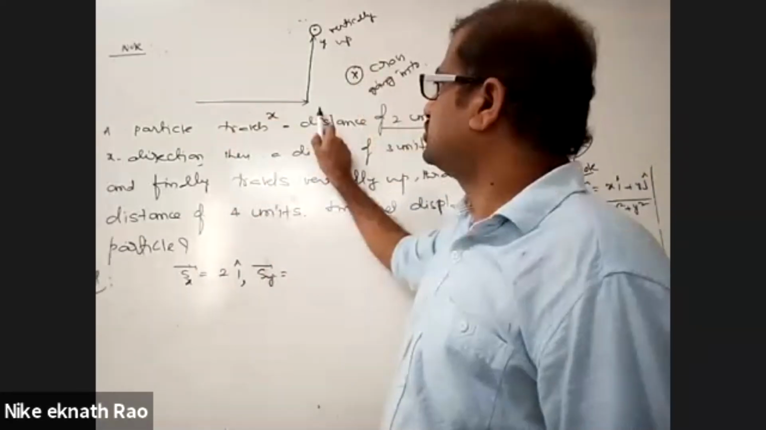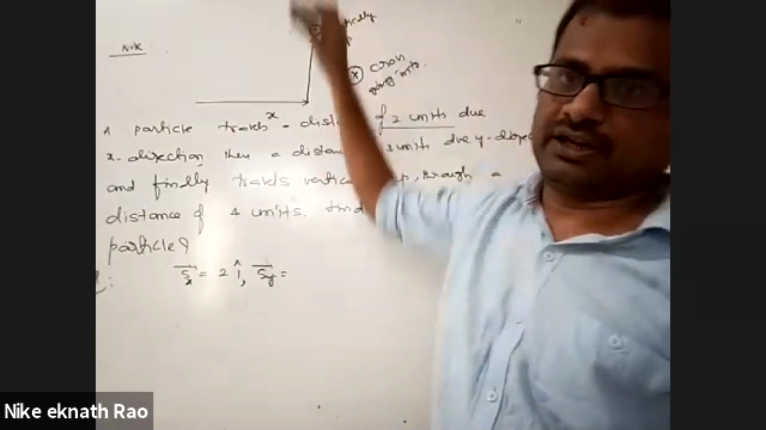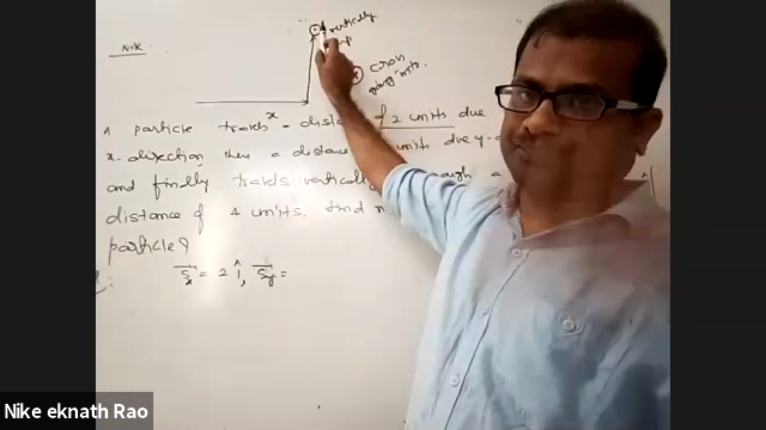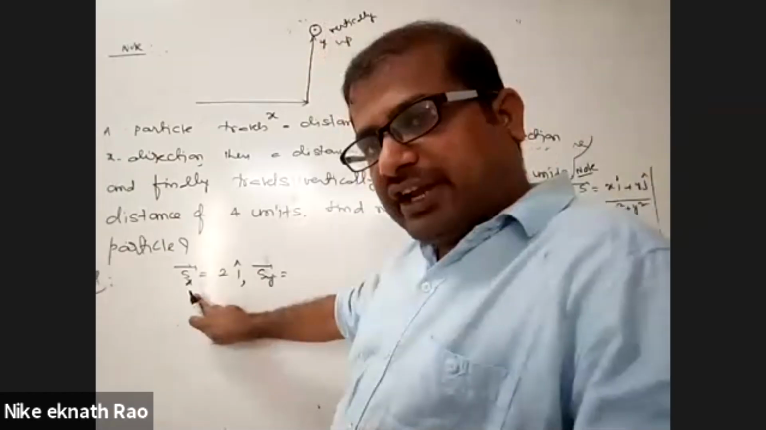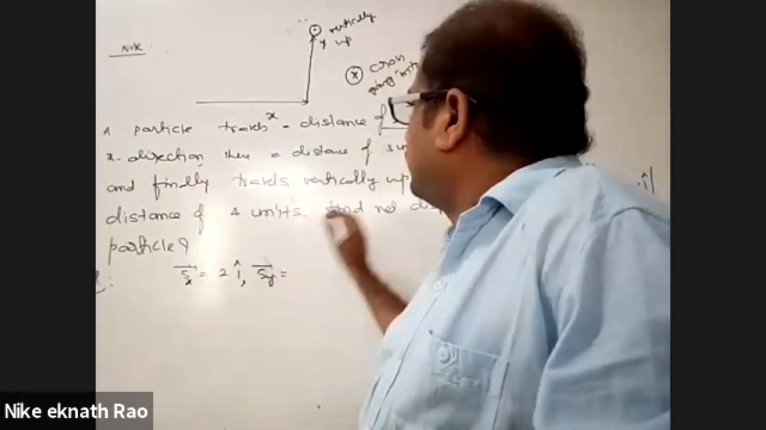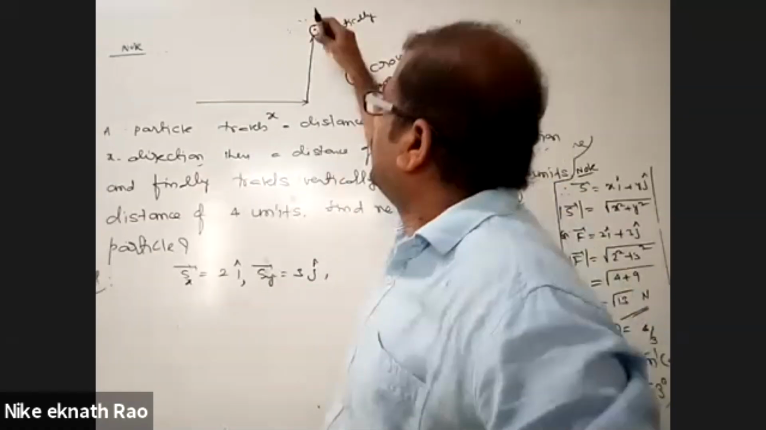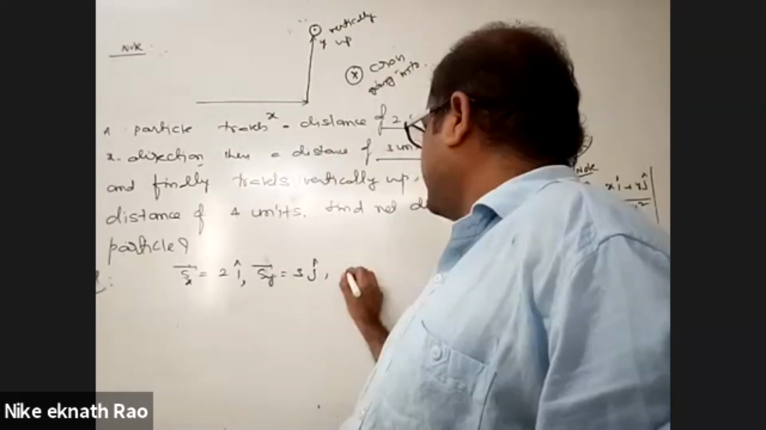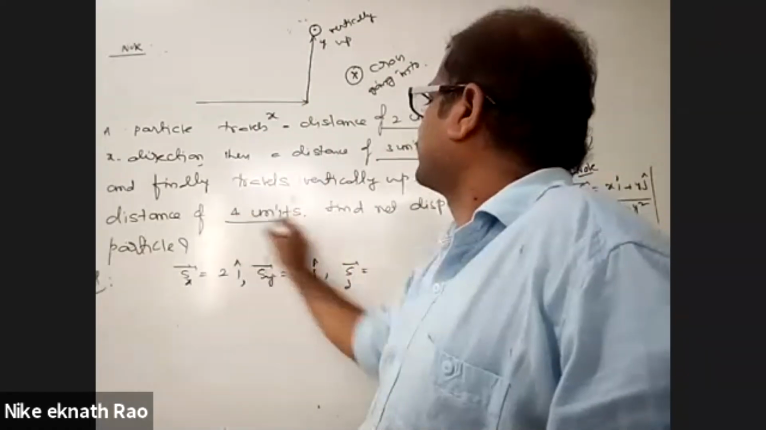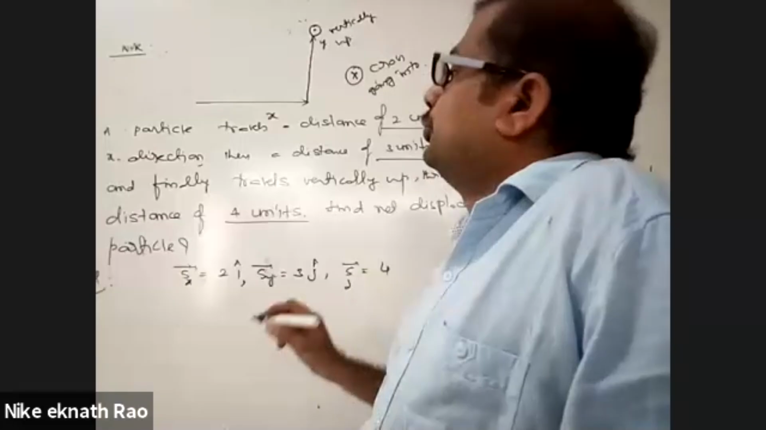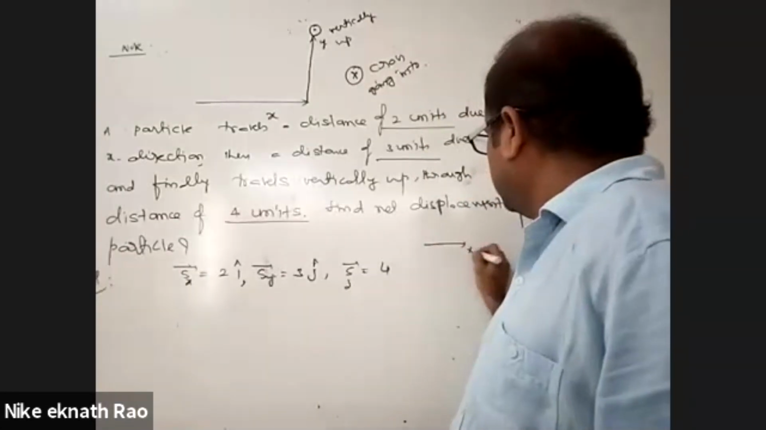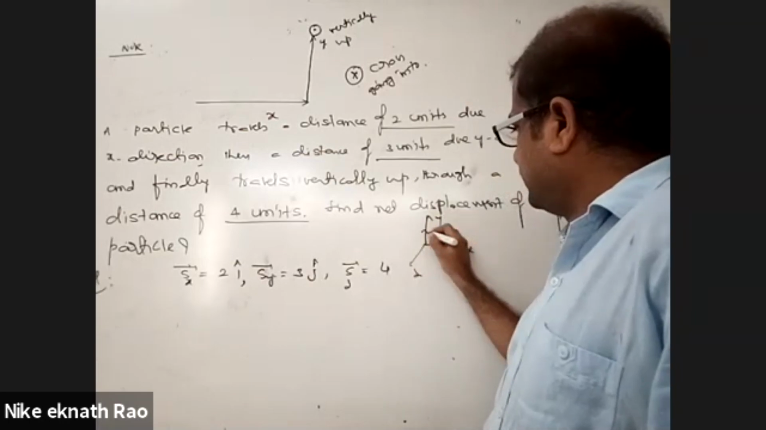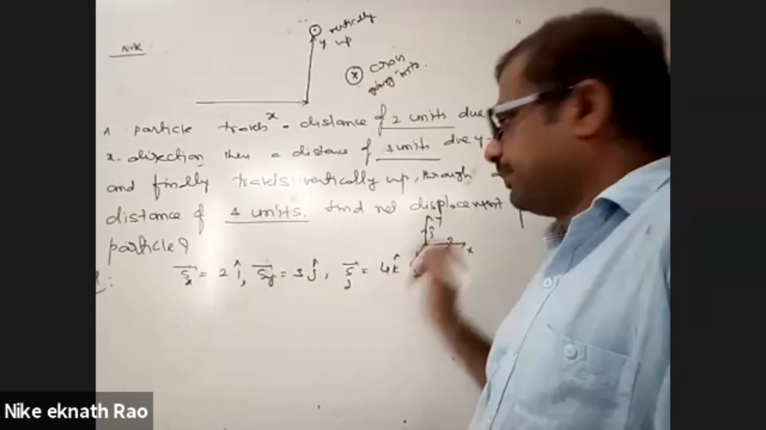Now here, this is x, this is y. Something coming out perpendicularly means a dot. Now, x direction is 2 units, 2 i cap. Y direction is 3. And perpendicular to x and perpendicular to y is which direction? Z direction. The displacement in z direction is 4. The unit vectors are i cap, j cap, and k cap.